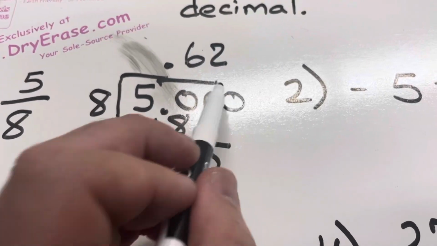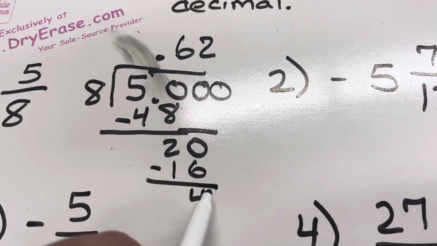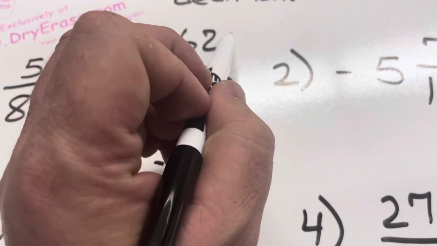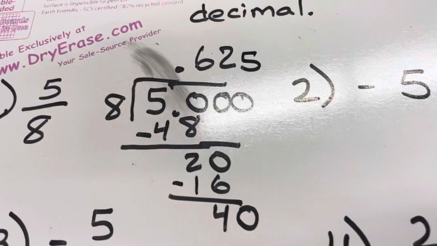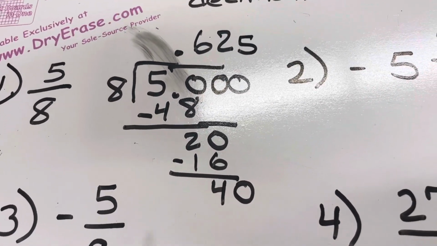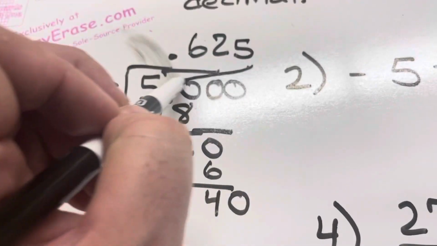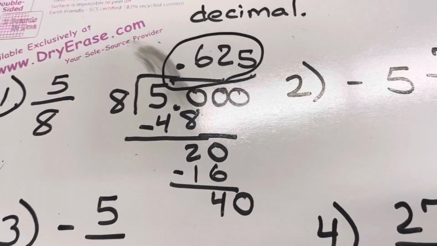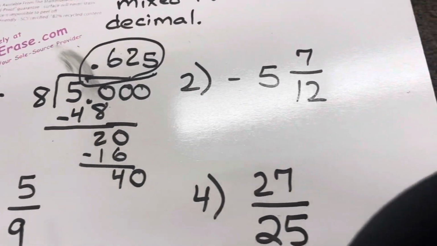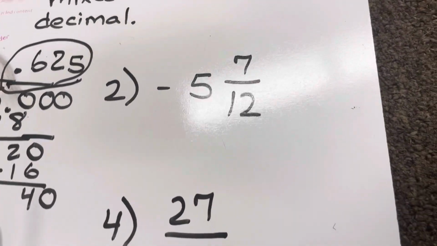Once again, I'm going to take the decimal, I'm going to drop it straight down. Gives me 8 going into 40. Well, 8 can go into 40 5 times. I know that there's none left over because 8 times 5 is 40. My final answer, 625 thousandths. That's taking a fraction, turning it into a decimal. So, here's one that looks a little different.